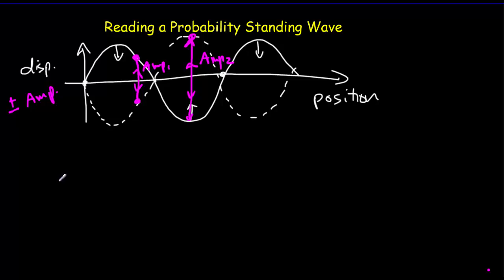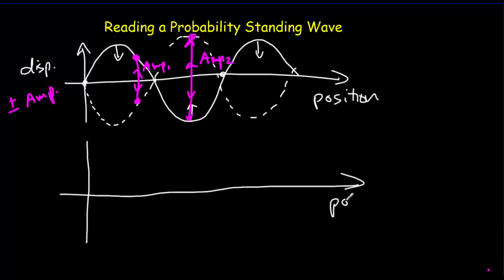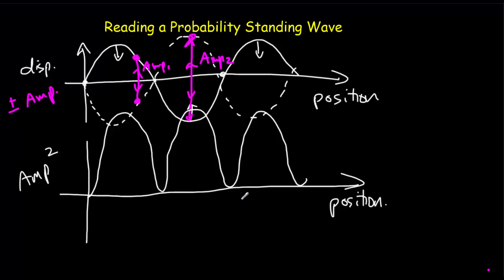Now, it's really the amplitude squared that we're interested in. So let's do a graph of the amplitude squared. It'll still be against position, but of course when we square the negative amplitudes, we'll get positives. So all the values are going to be positive, and we're going to get a curve that should look something like that.